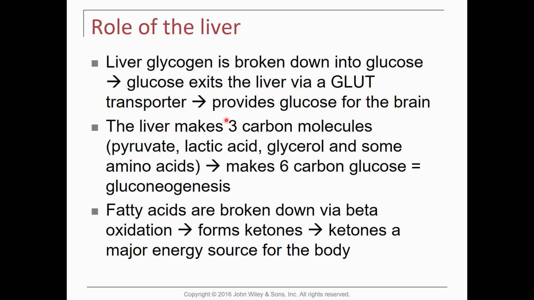Now the liver makes 3-carbon molecules such as pyruvate, lactic acid, glycerol, some amino acids, and makes a 6-carbon glucose. That's gluconeogenesis. Fatty acids are broken down via beta oxidation. That forms ketones, and then ketones are a major energy source for the body. So fatty acids are ketogenic. Pyruvate, lactic acid, glycerol are gluconeogenic. You cannot make glucose out of fatty acids.